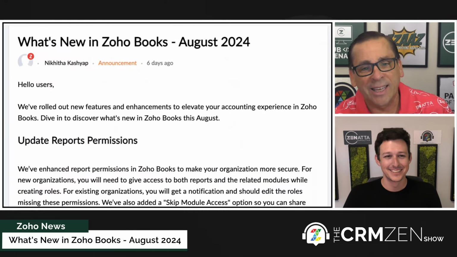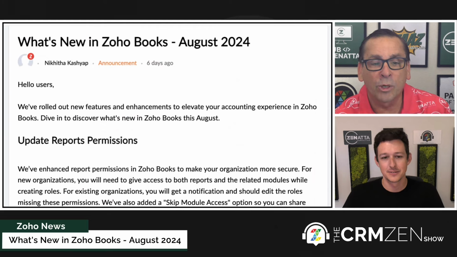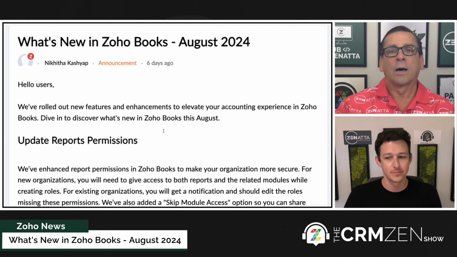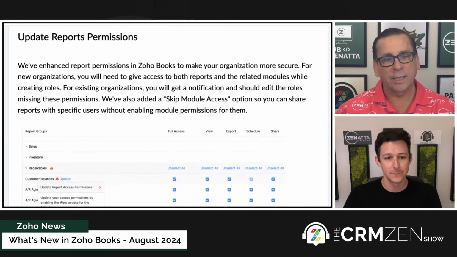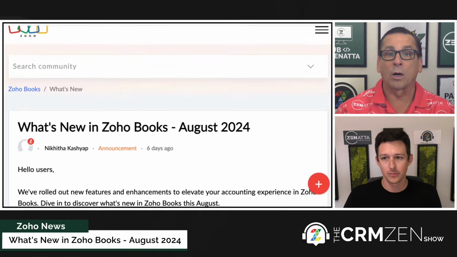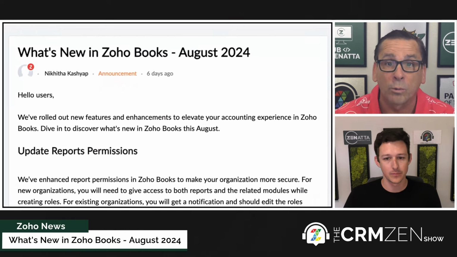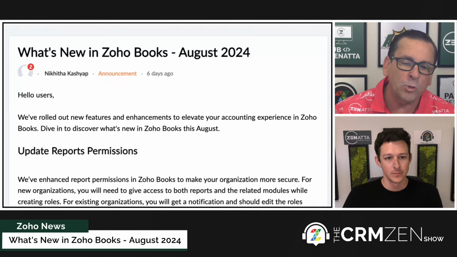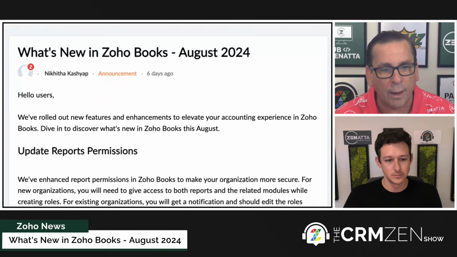All right, now let's get into the news. What is new in Zoho Books for 2024? Oh, there's so much. So basically, if you don't know, every month, this should say August 24, Zoho releases a whole bunch of changes to the financial suite. These were all made basically in July. They're letting us know what happened.